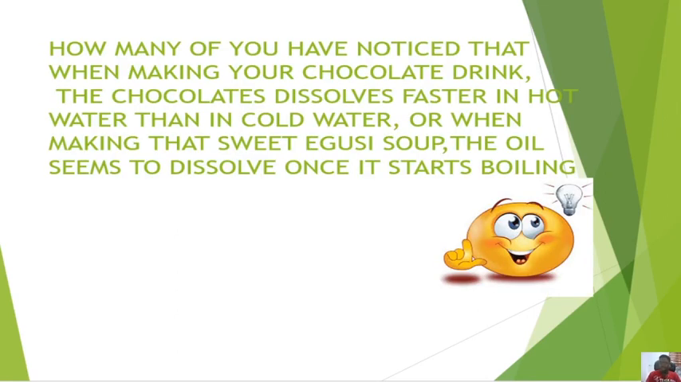Now, how many of you have noticed that when making your chocolate drink, yes, your chocolate drink, not tea, that one with the mix Milo and milk, that one, you notice that the chocolate dissolves faster in hot water than in cold water? Or have you also noticed that when making that sweet egusi soup, my God, that the oil would seem to dissolve once it starts boiling? When you pour the oil initially, it will not start dissolving, but after a while as it boils, what happens? It begins to dissolve. So, what exactly is the reason this is happening?